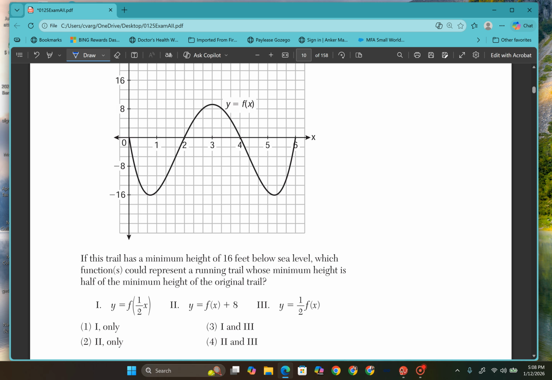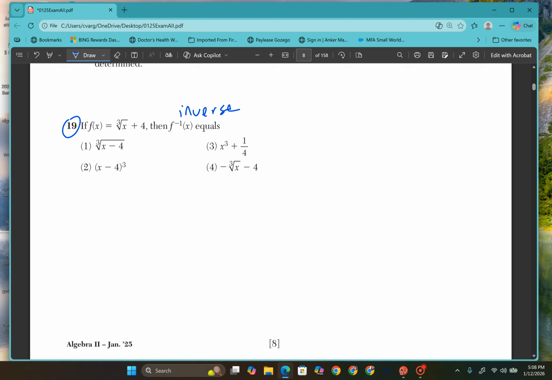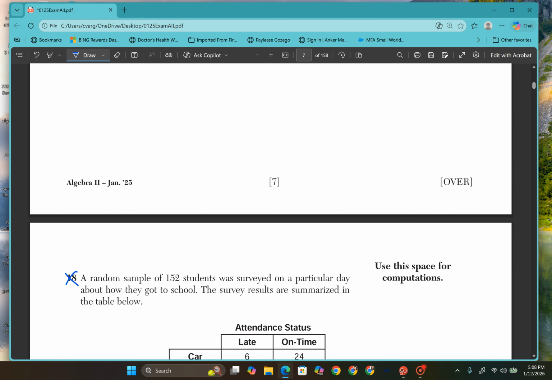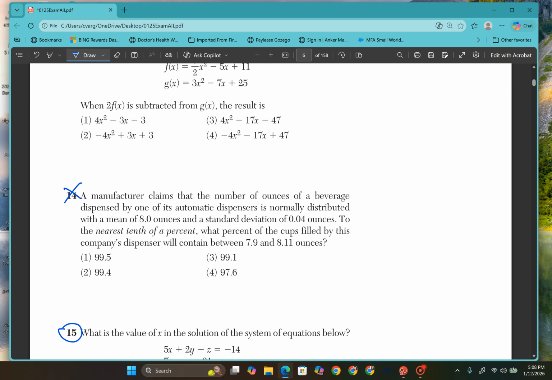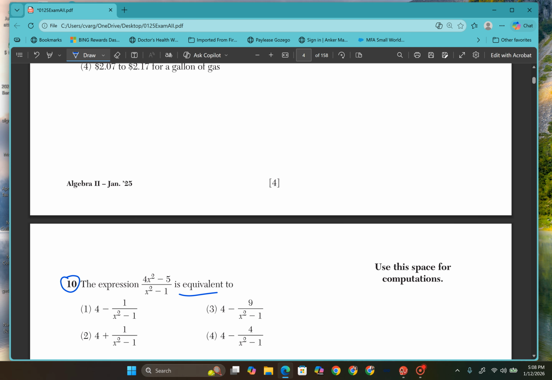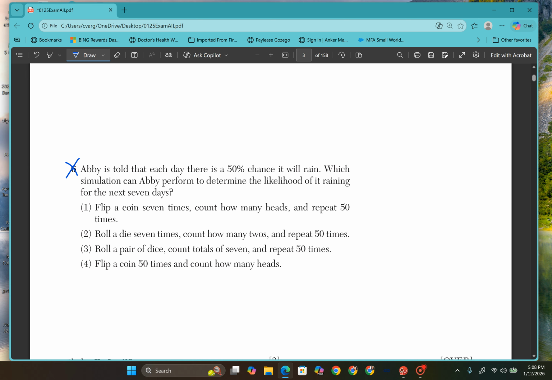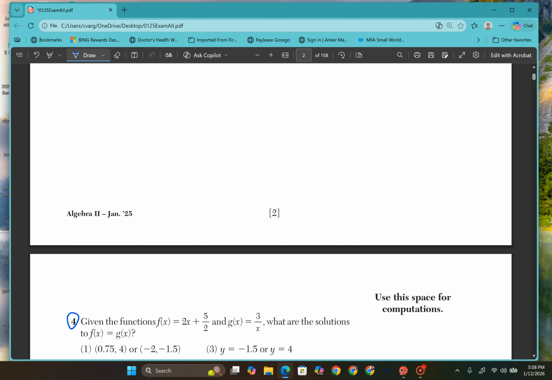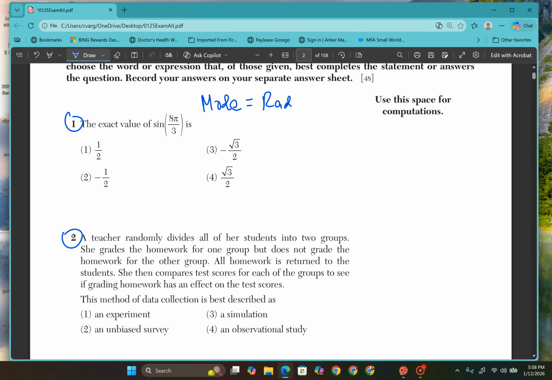Okay, so let's just count how many questions we circled. 1, 2, 3, 4, 5, 6, 7, 8, 9, 10, 11, 12, 13, 14, 15, 16, 17, 18, 19. Okay, so that's 19 questions, just in part 1. So let's go ahead and get started.